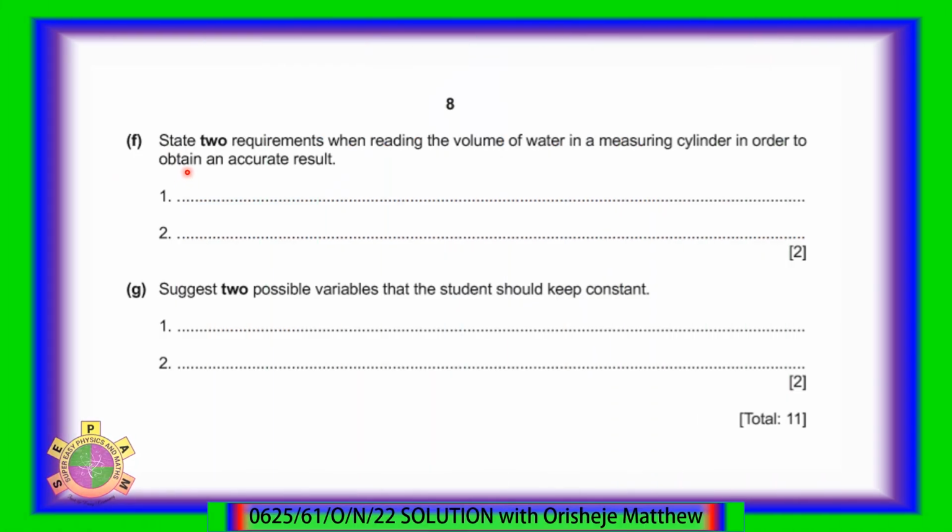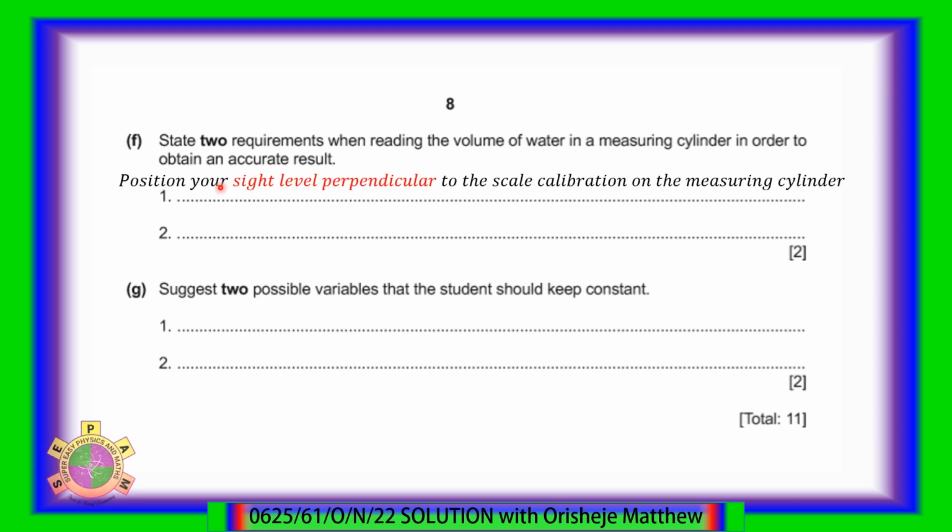State 2 requirements when reading the volume of water in a measuring cylinder in order to obtain an accurate answer. So what do? First of all, position your sight level perpendicular to the scale calibration on the measuring cylinder. Then the second one is read the volume from the lower meniscus.